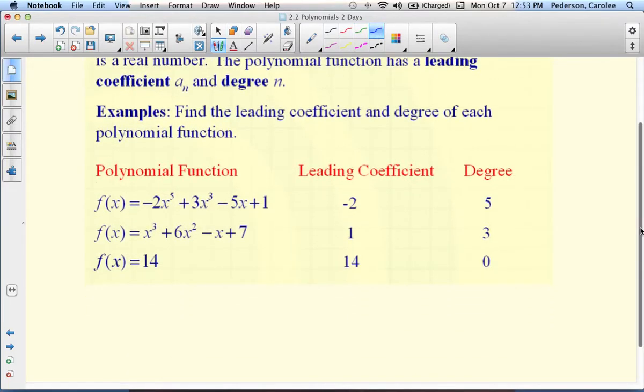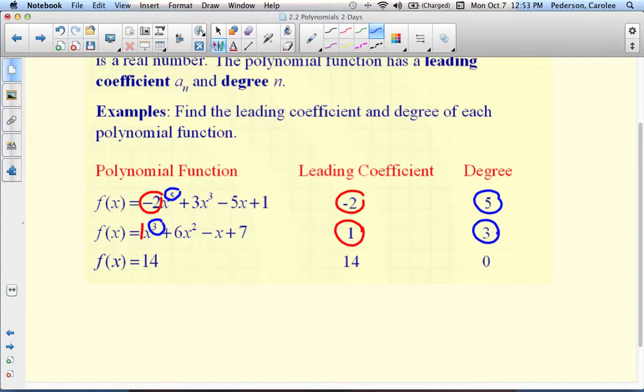No need to write them down. So the first function, the leading coefficient is negative 2. Its degree is 5. That degree tells me a lot about the shape of the graph, and the leading coefficient tells me its end behavior. The next example, the leading coefficient is 1. The degree is 3. That one tells me the shape is going to be a snake because the degree is 3.